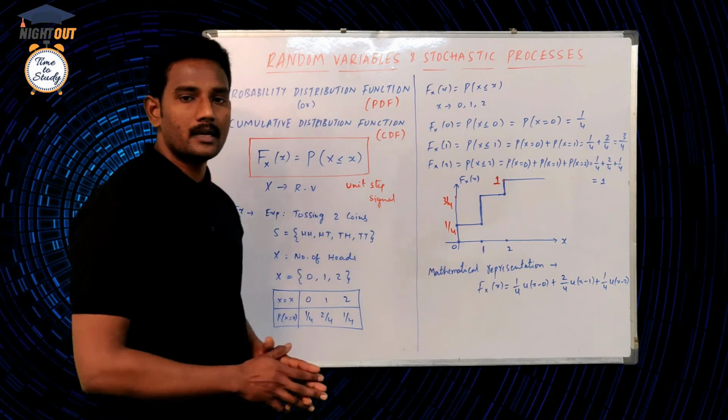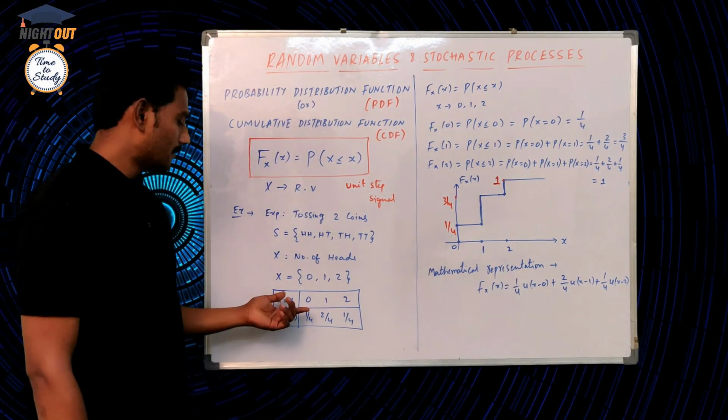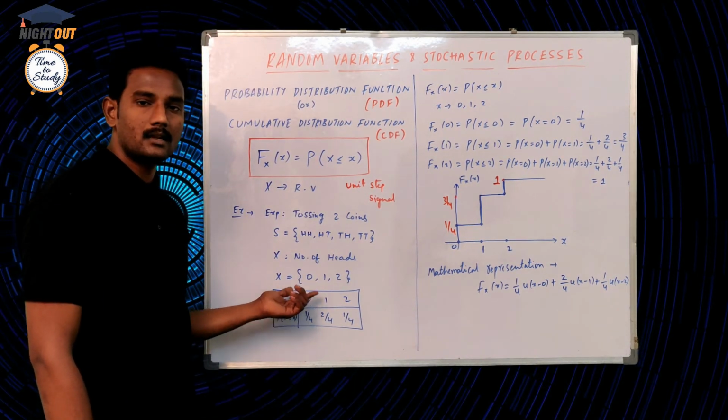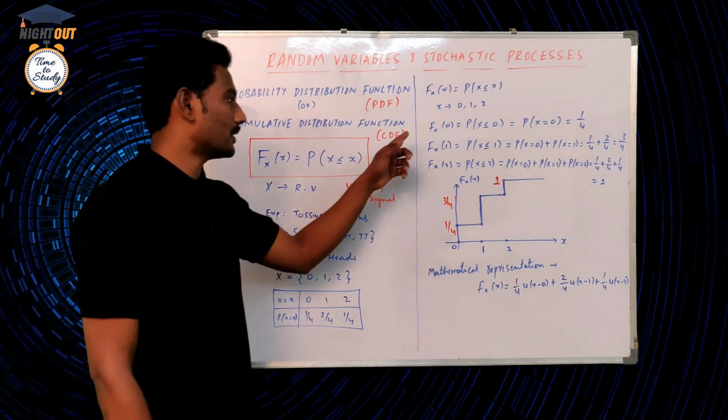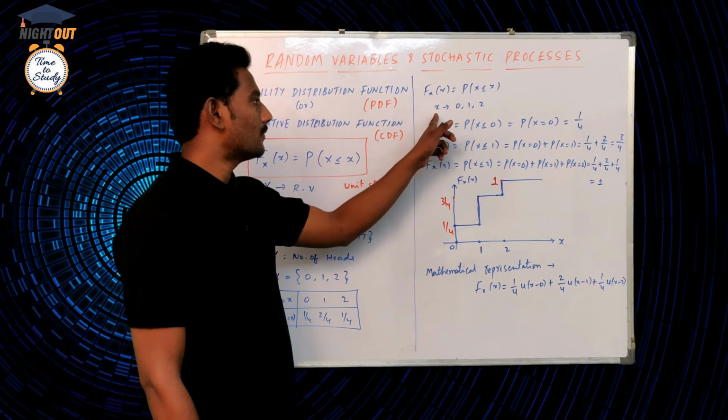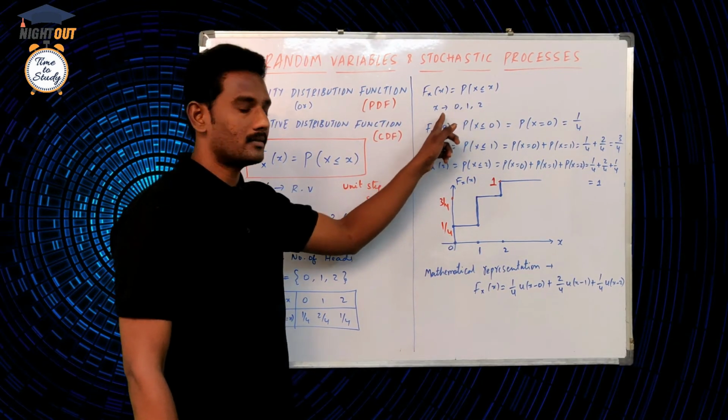So for any experiment, first we have to find the values of the random variable, then the probability of each value. Next we have to calculate the distribution function for all the values of this random variable.